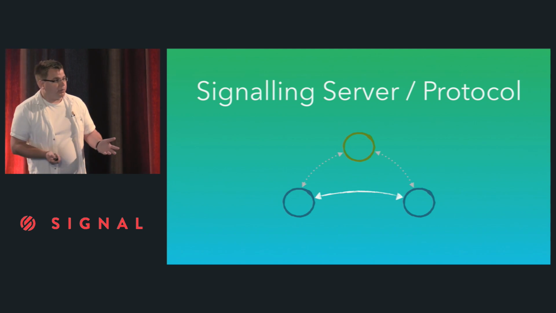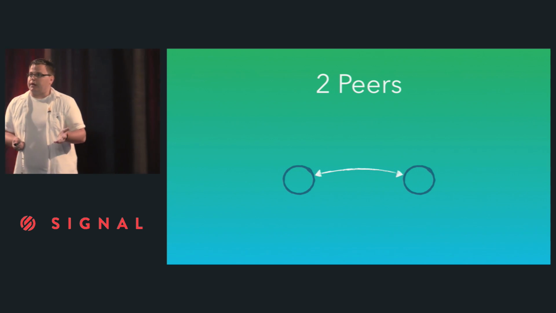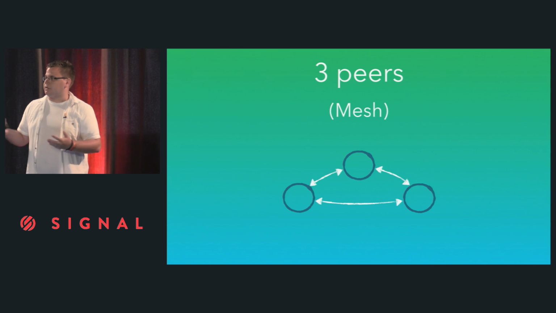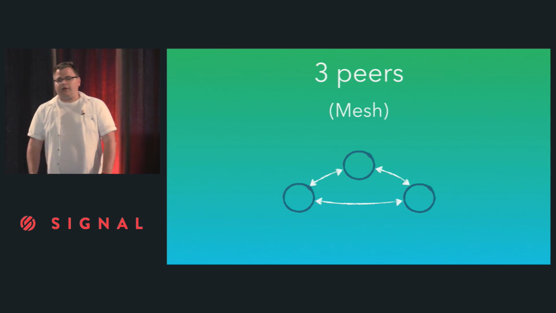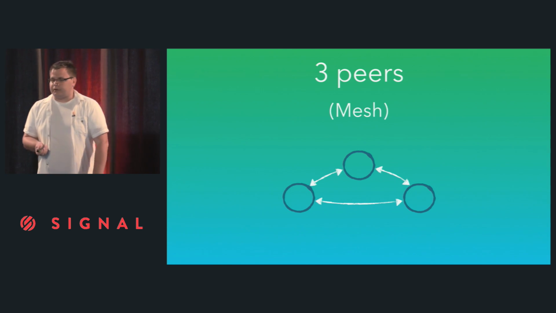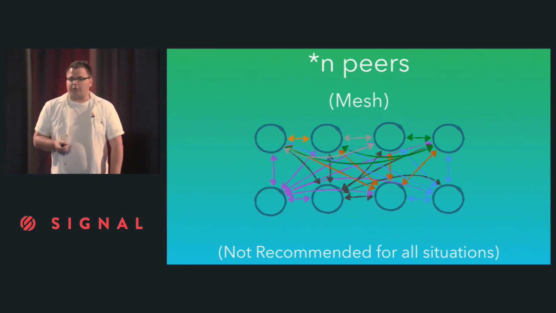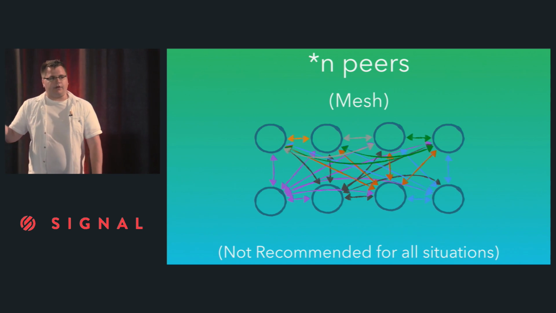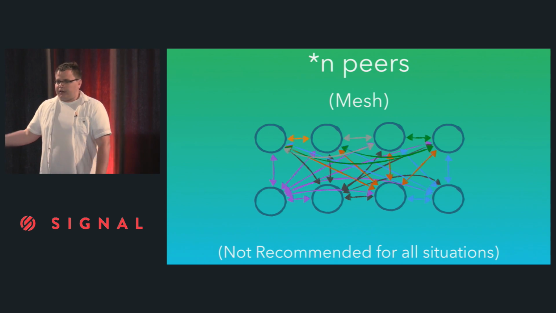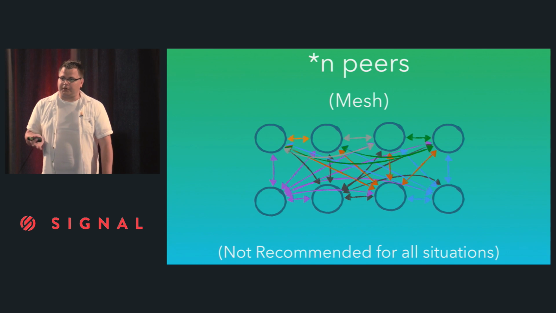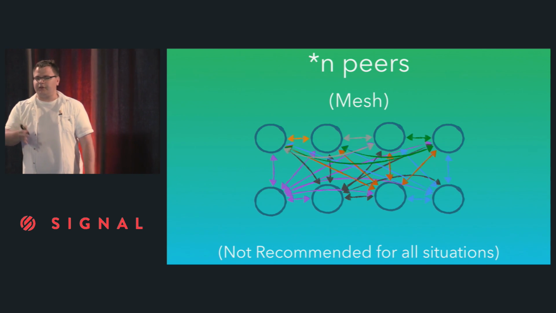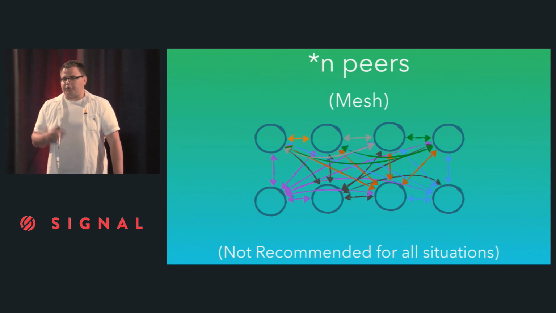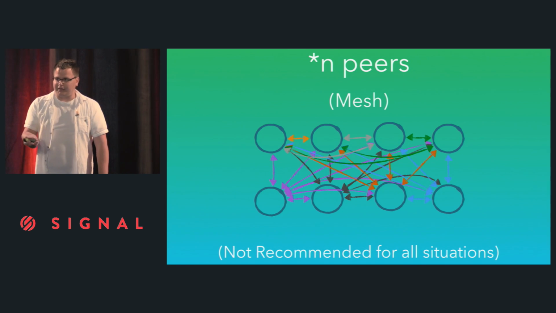So you can have two peers, you can have three peers, and this is what we call a mesh network, where each peer is connected to each other. Or you can have as many peers as you want. This is still a mesh network. And this is entirely valid. You can have every single peer connect to every other peer, and that's fine in some situations. You wouldn't send audio and video to every other person in that scenario, but you might send data, and that's entirely fine.